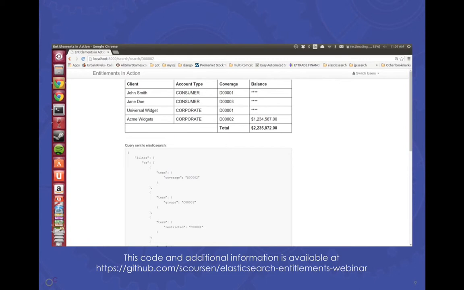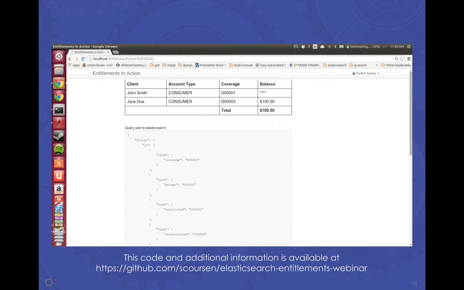And this is a consumer account user who covers one account. He can only see the balance information for that one account. And when he runs the totals, he still only sees the total for that one account. And this user has no accounts that they directly cover at the moment, so they see nothing other than the account user names.